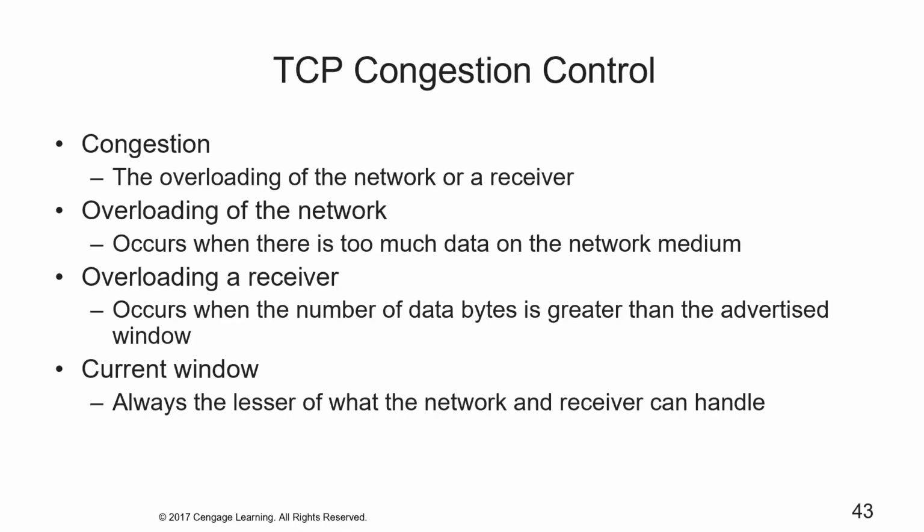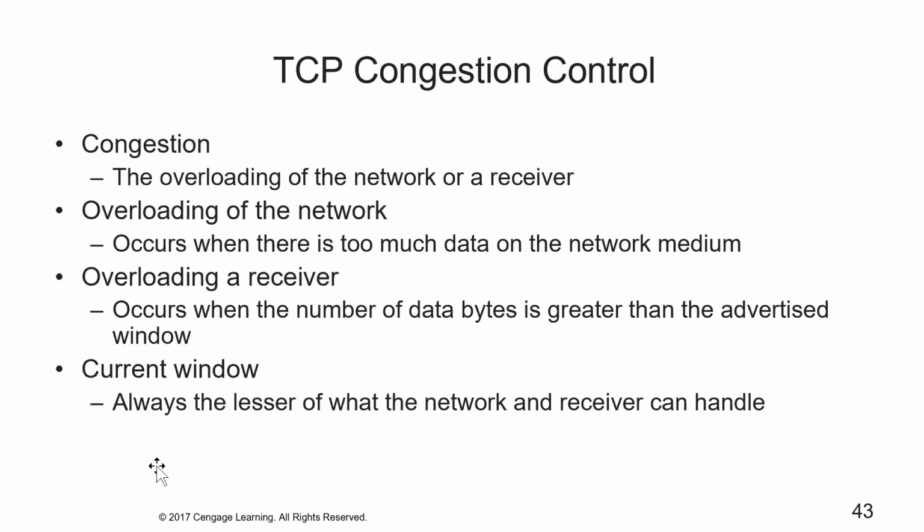So, TCP congestion control. Congestion is overloading of a network or receiver. A network overload occurs when there's too much data over whatever network medium you're working with. Overloading a receiver happens when the number of data bytes is greater than the advertised window. That's defined in the window field of the receiver's TCP header, and the current window is always the lesser of what the network and receiver can handle.